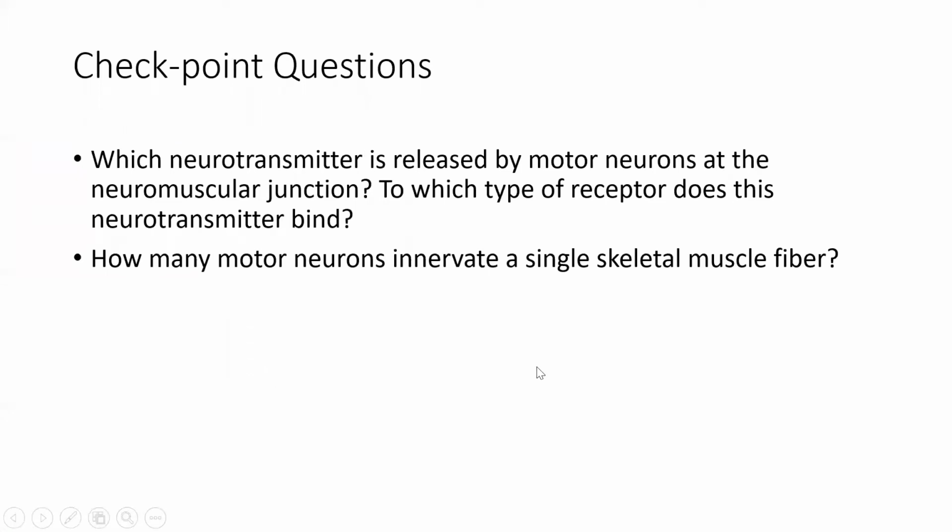So the first question here: which neurotransmitter is released by motor neurons at the neuromuscular junction, and to which type of receptor does this neurotransmitter bind? Very, very straightforward for the somatic nervous system, right? One neurotransmitter, always and only acetylcholine. One type of receptor, always a nicotinic cholinergic receptor, okay? Fast receptor, ionotropic receptor. Those four terms pretty much mean the same thing here.